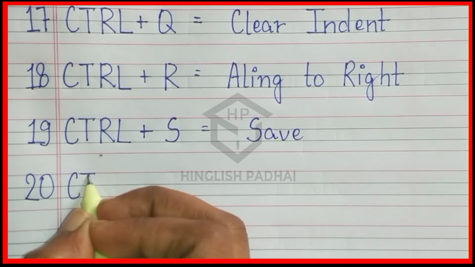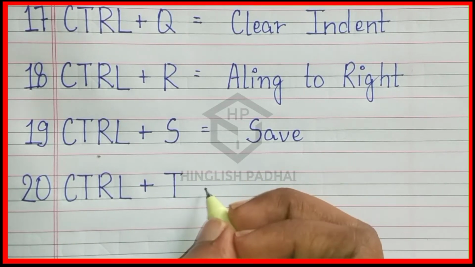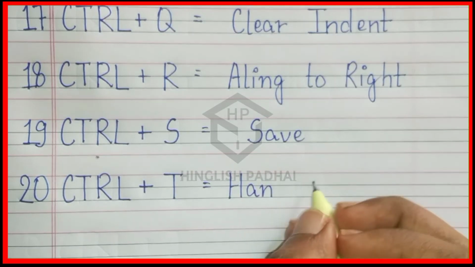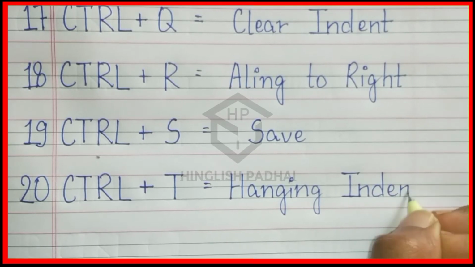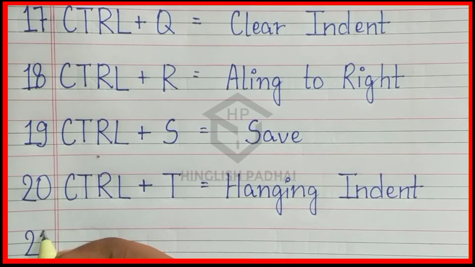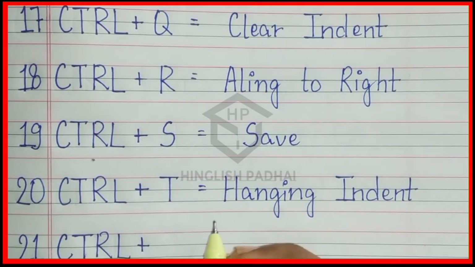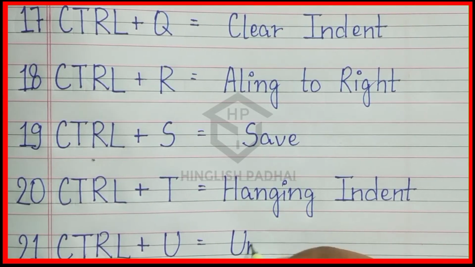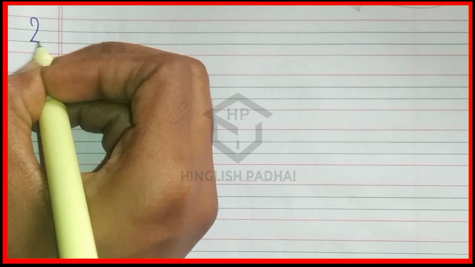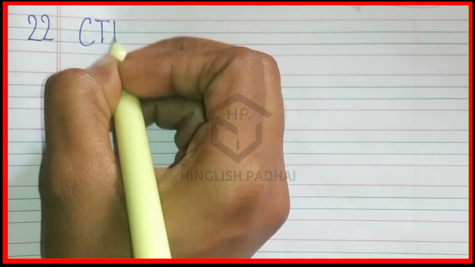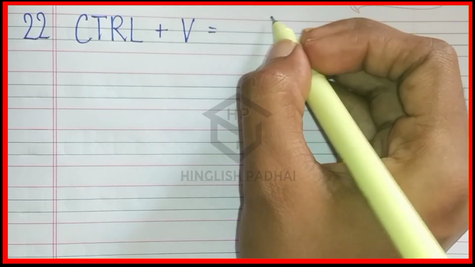20, Ctrl+T is equals to hanging indent. 21, Ctrl plus U is equals to underline. 22, Ctrl plus V is equals to paste.